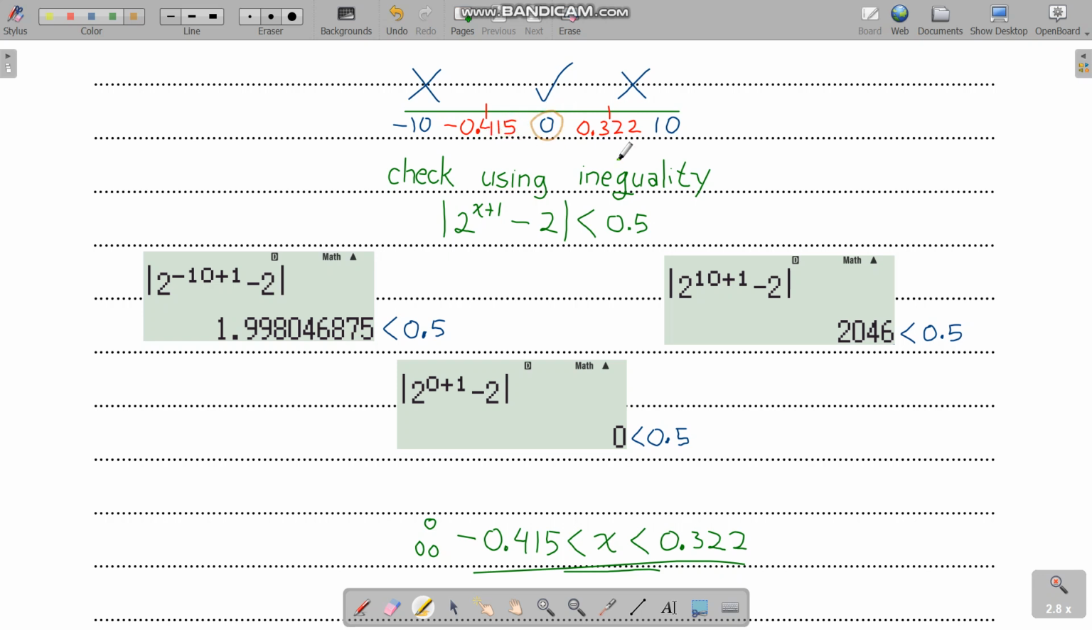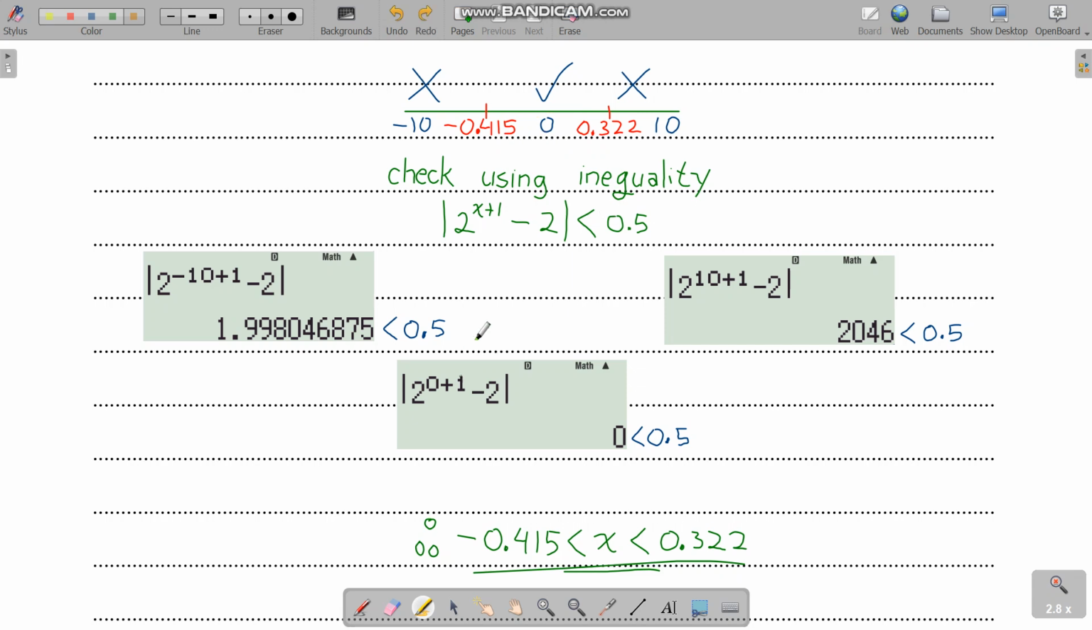In the middle we can use something in between negative 0.415 and 0.322. We can use 0. So you replace the x with 0, use a calculator, we get 0, and 0 is indeed smaller than 0.5, which means we can use the middle interval.